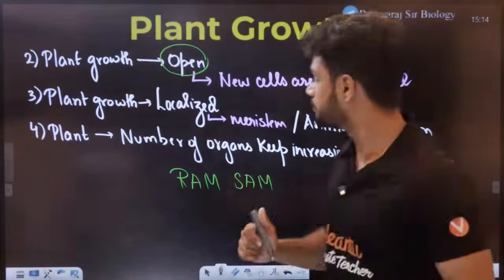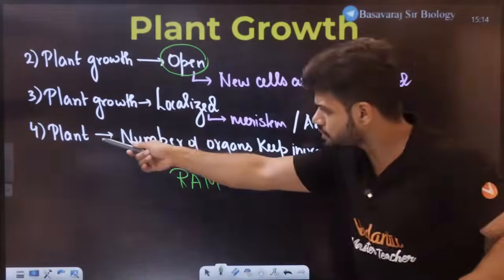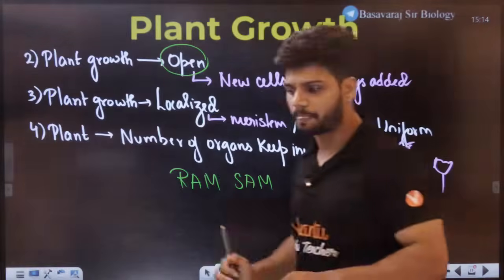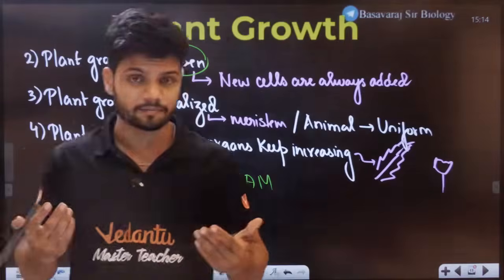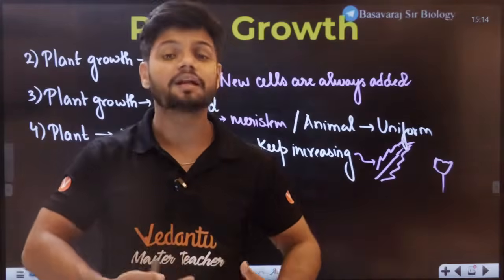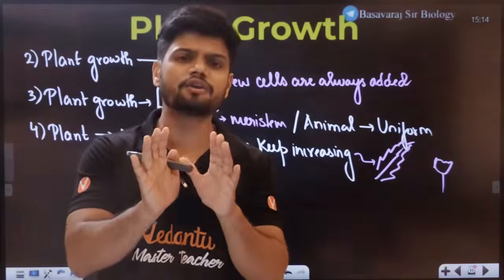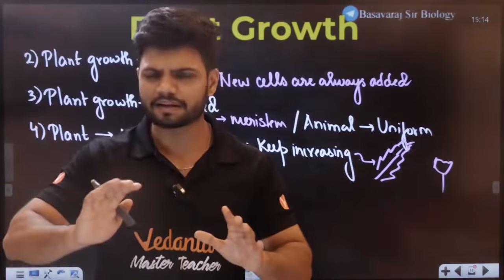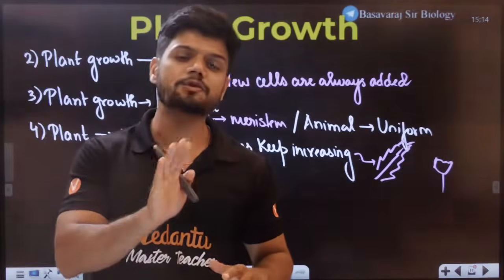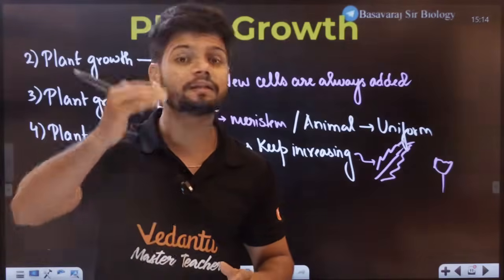Okay, growth is uniform. Now in the case of plants, the number of organs keeps on increasing. इसका मतलब क्या है? The organs are there, right? हमारे जो organs हैं, heart is an organ, kidney is an organ, liver is an organ. Now they do not increase in number. They never increase. You cannot have two hearts. Not possible. But in the case of plants, the organs keep on increasing.